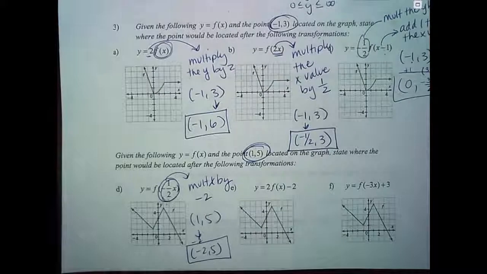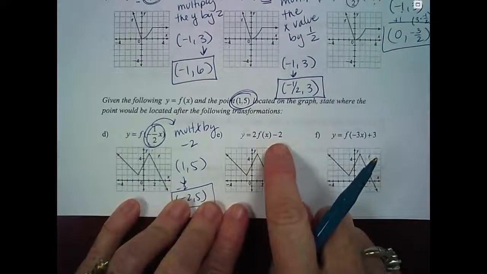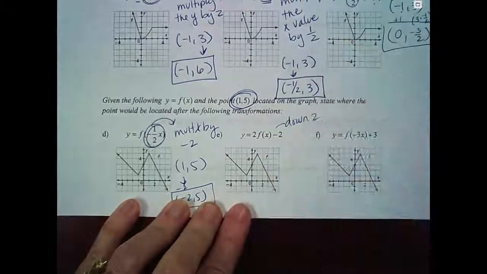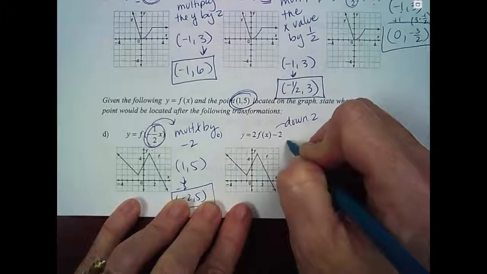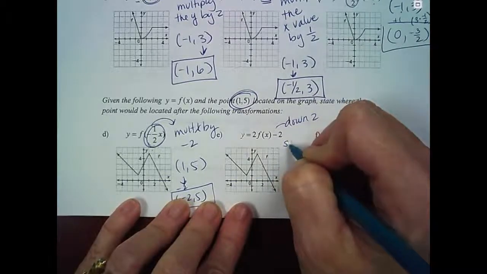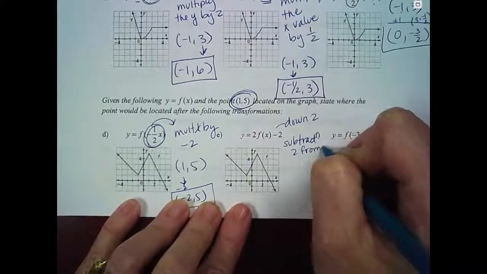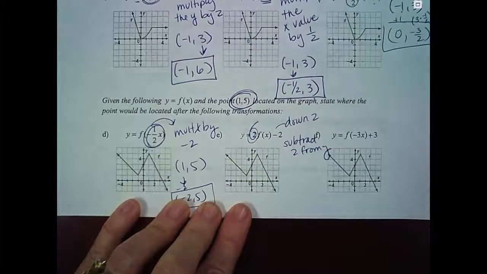Okay, the next one, E. What's this going to do, guys? Moves it what? A minus 2? Right, we're going to go down. What messes with down? The x or the y? The y. So what do you think I'm going to do? I'm going to subtract 2 from y. And how about this? Multiply y by what?